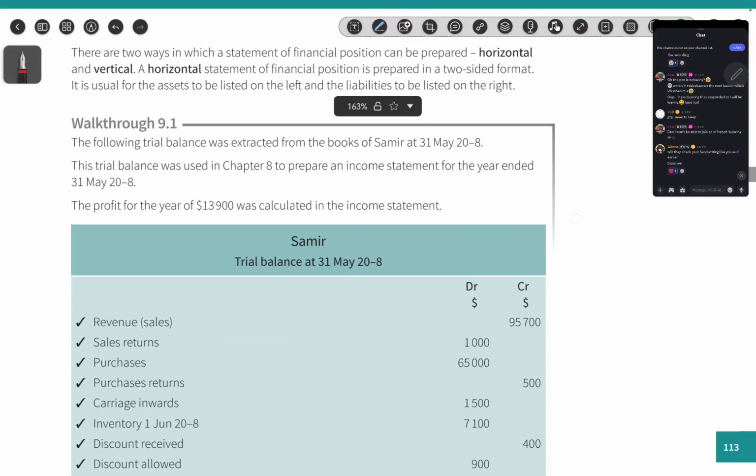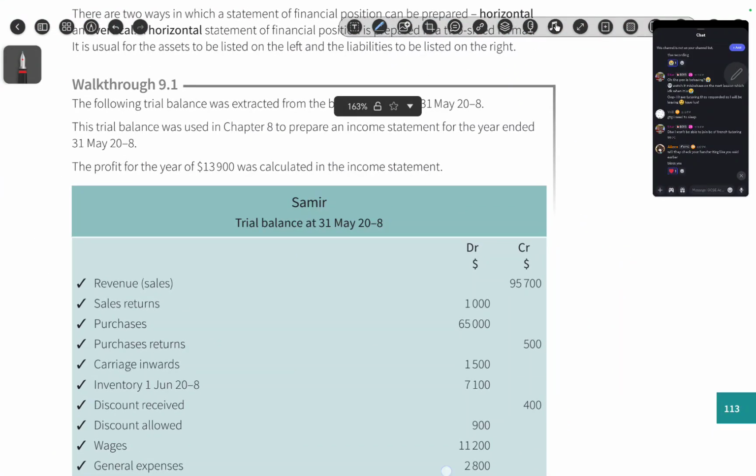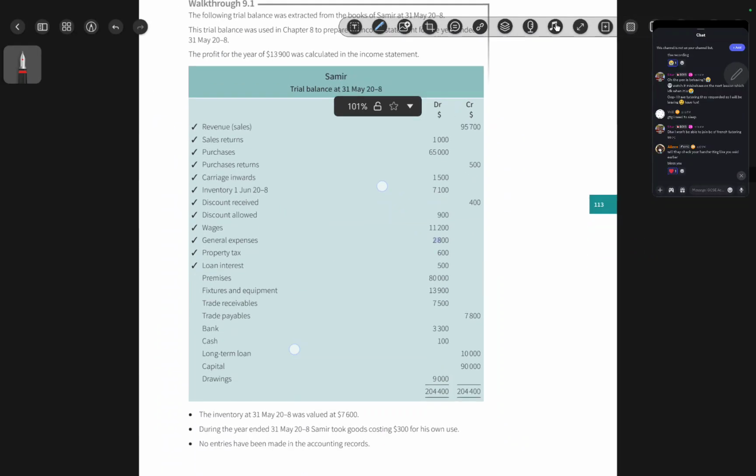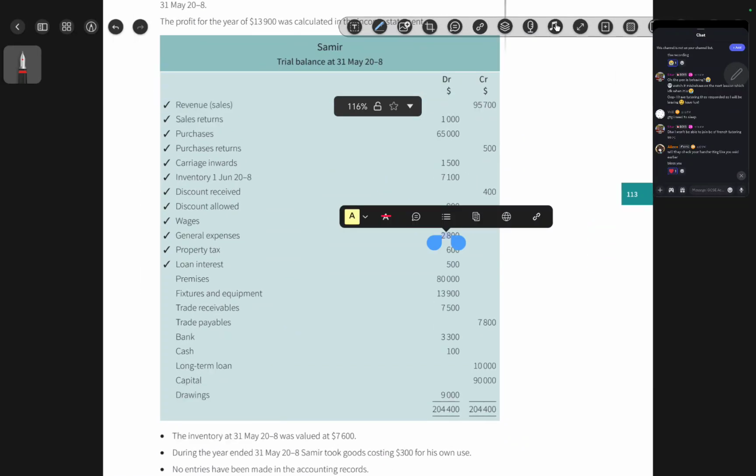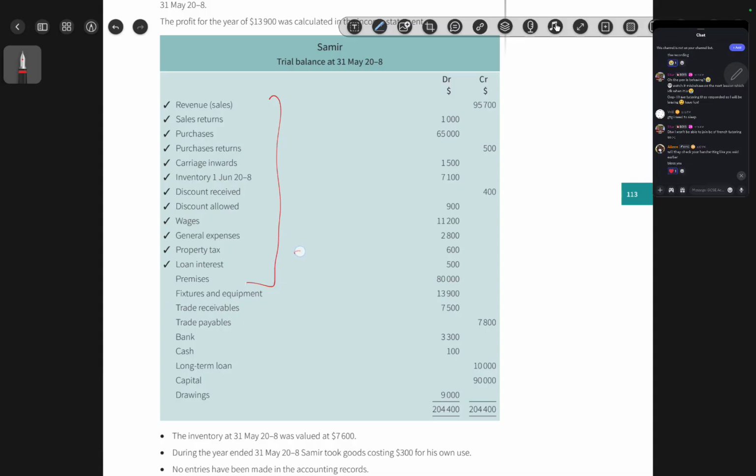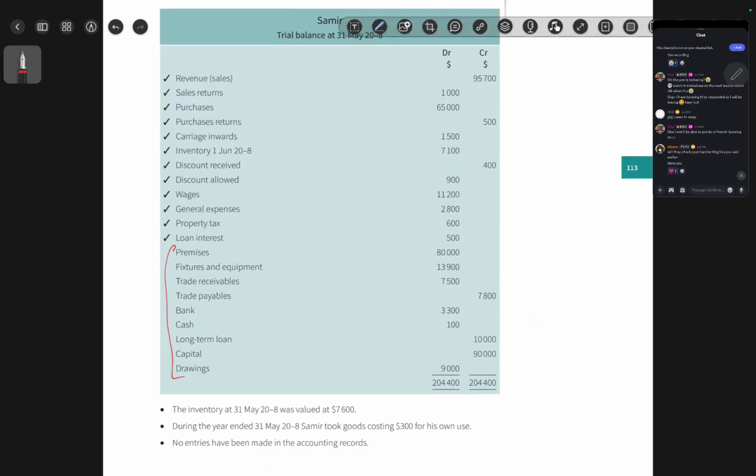Anyway, the profit was 13,900 from the income statement. The trial balance was used in chapter 8, to prepare the income statement for the year ended 31st May 2008. So this is all the stuff we used in the income statement already. Now we have to prepare a balance sheet with the rest of the stuff. This is our assets and liabilities, and we have our capital as well. Remember, this is opening capital.